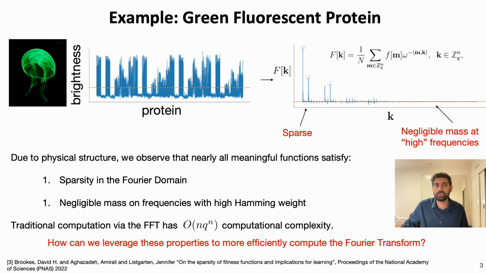One of the things we've been looking at to deal with this massive amount of data is the Fourier transform. This is a simple example of a green fluorescent protein. What we've done here is plotted the brightness as a function of the protein, so we've enumerated over many proteins. And this function looks pretty complicated. But we find that if we take the Fourier transform, it's in fact quite structured.